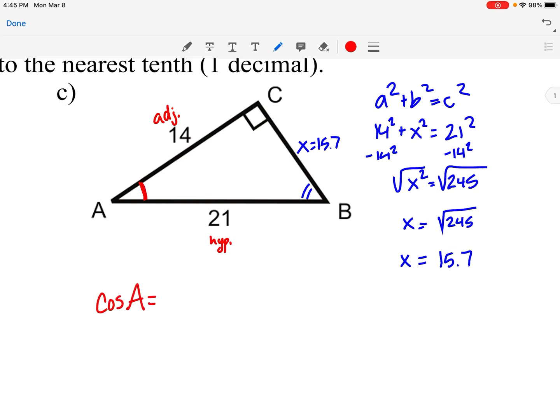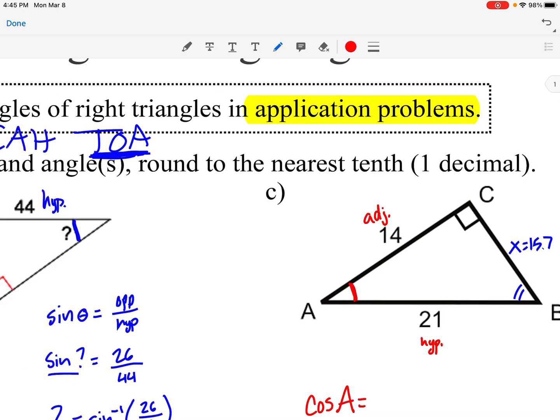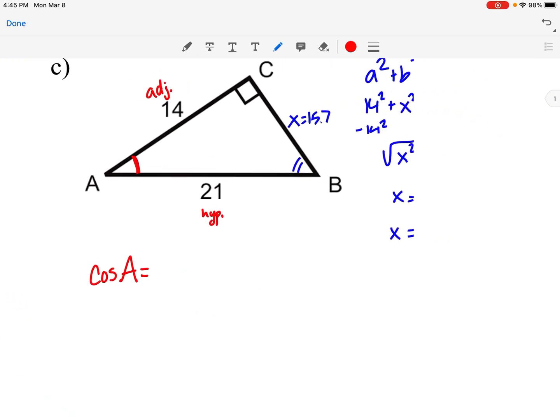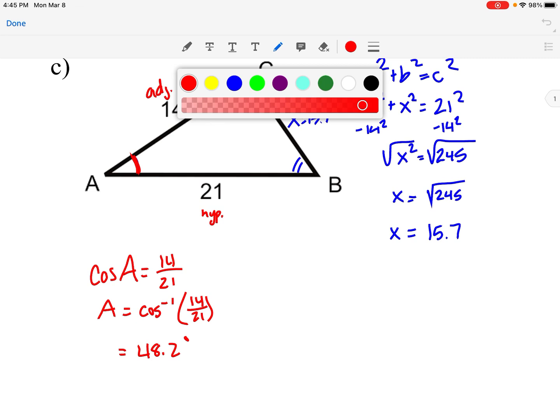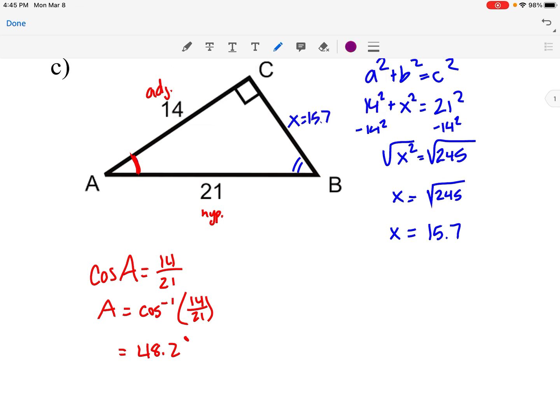So cosine of angle A, back to SOHCAHTOA. Cosine is adjacent over hypotenuse, so cosine of that angle is 14 over the hypotenuse, which is 21. And again, we're solving for a missing angle, so we're going to be using the inverse cosine of that fraction. When we type that in our calculators, we get 48.2 degrees. And make sure you keep the degrees, since that is our unit.